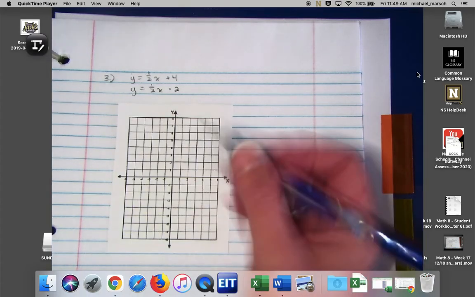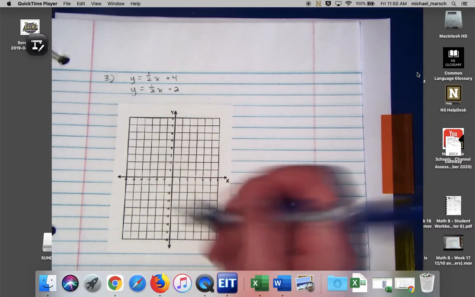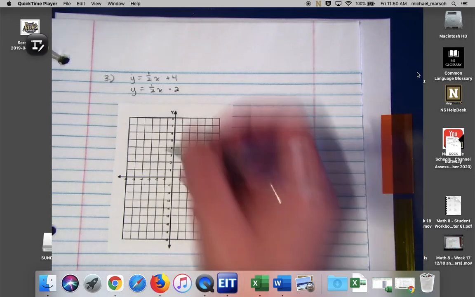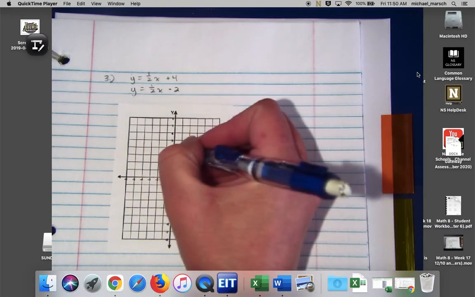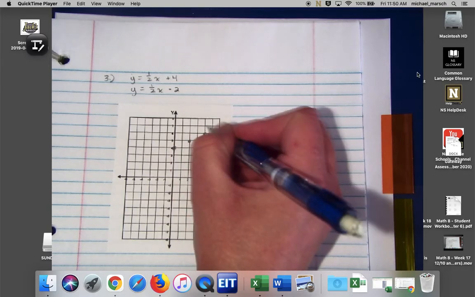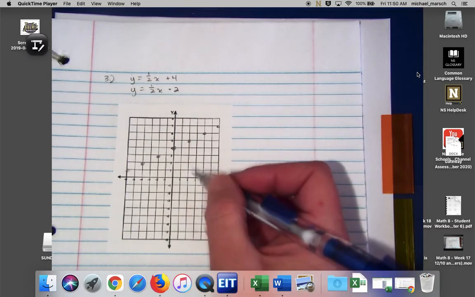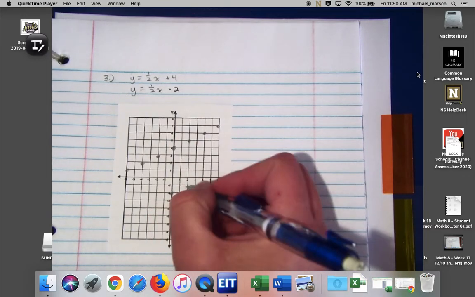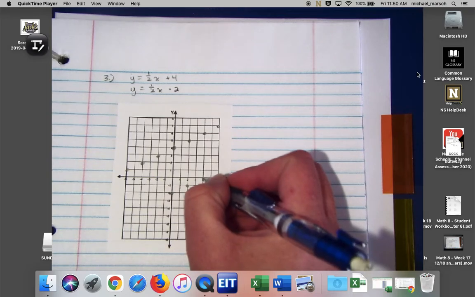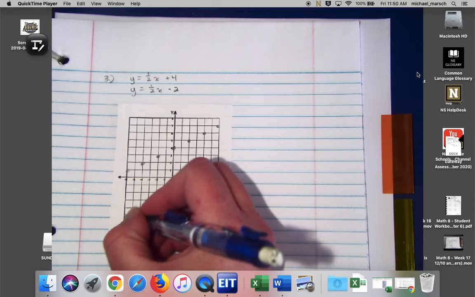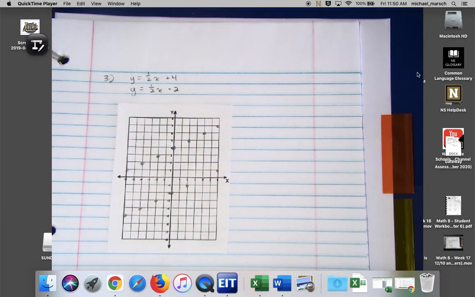Okay, so let's go ahead and graph these. My y-intercept is 4, my slope is 1/2. My y-intercept is -2, my slope is 1/2. I try to graph quickly so that I can move away from it and you guys can see what's happening.